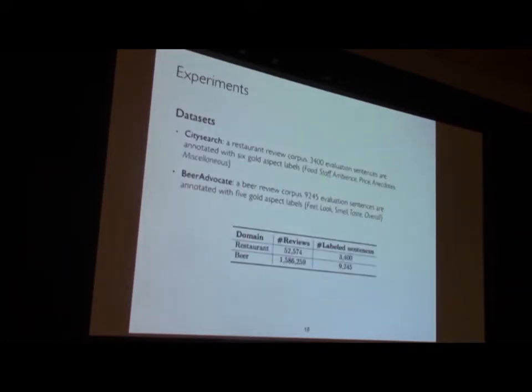We evaluate our model on two datasets. One is a restaurant corpus, and the other is a very large beer corpus. Each dataset has a small number of sentences that are labeled with the gold aspect. Here on the slide, we list the gold aspect labels for each dataset. Note that our model is trained without any labels, so we will only use those labeled sentences for evaluation later in the experiment.